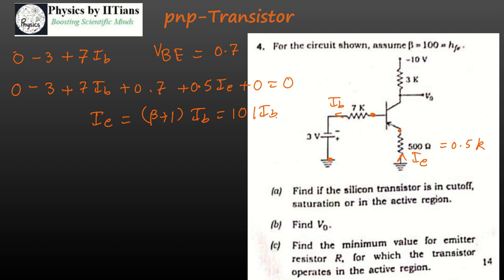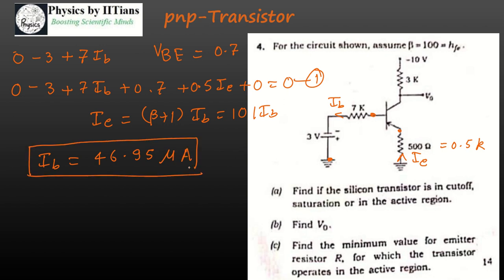101 IB. We can substitute this relation IE equals 101 IB in this first equation, and we will have a complete equation in IB, and from that we can solve for IB, and if we solve it, we will get 46.95 microamperes as the base current. So this is the first value we are getting. Then again we can use this second relation that IE is equal to 101 IB. We will be able to find the emitter current as 4.74 milliamperes.